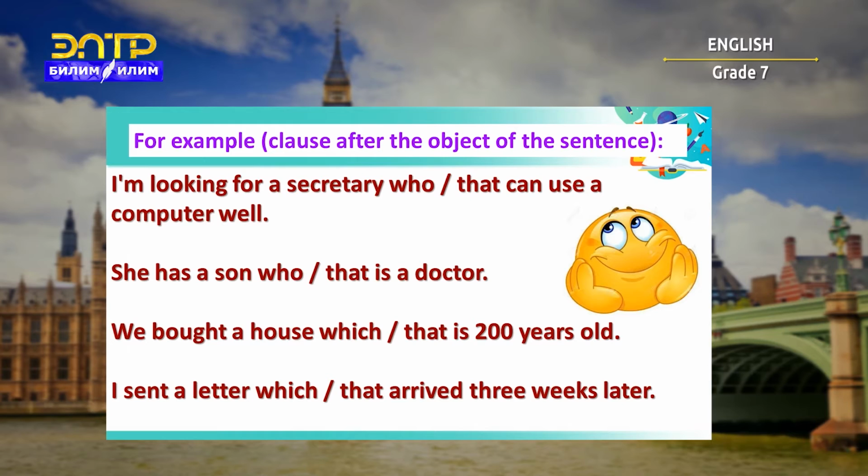Let's read some examples of clause after the object of the sentence. I am looking for a secretary who, or we can say that, can use a computer well. Or, she has a son who, or we can use that, is a doctor. We bought a house which, or we can say that, is 200 years old. And I sent a letter which, or that, arrived 3 weeks later.